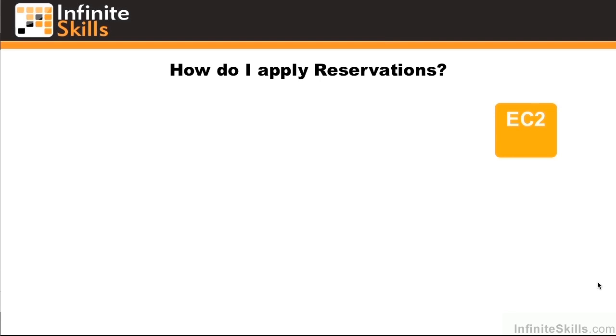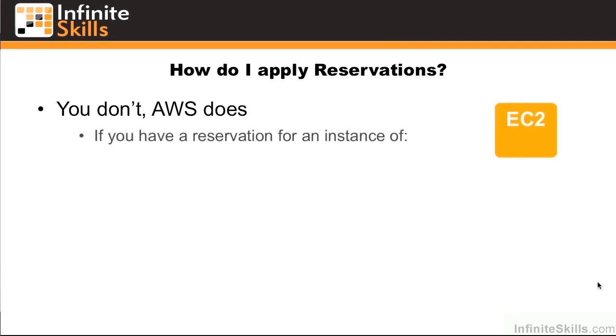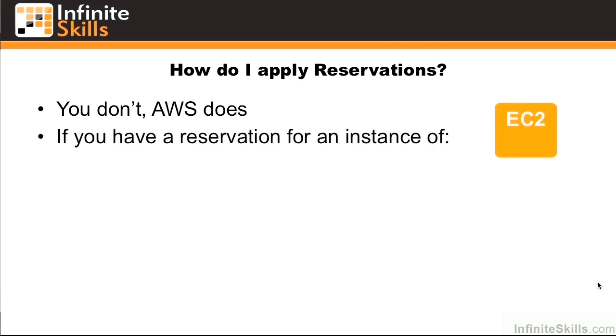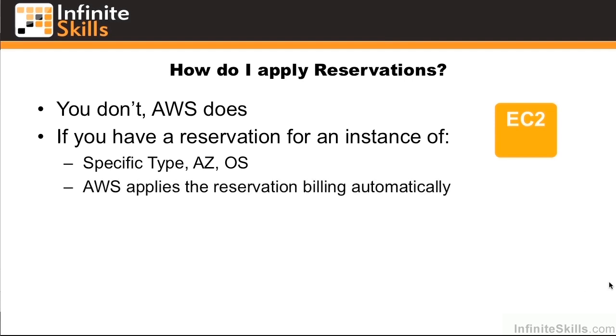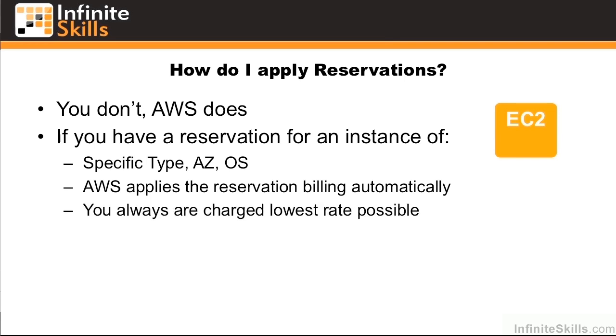The question always comes up, how do you apply reservations? And the answer is always, you don't, Amazon does. If you have a reservation for a particular instance in a specific AZ of a specific type with a specific OS, Amazon applies that reservation automatically. You're always charged the lowest rate possible.